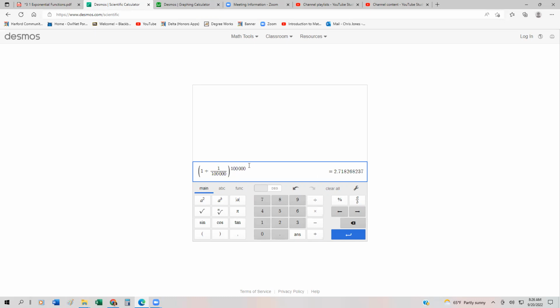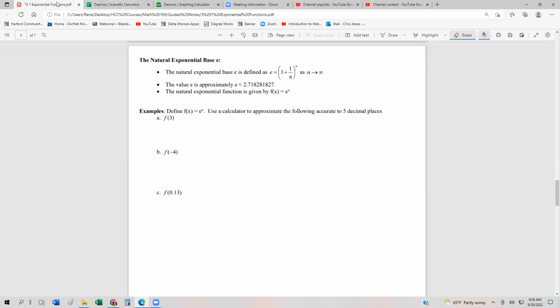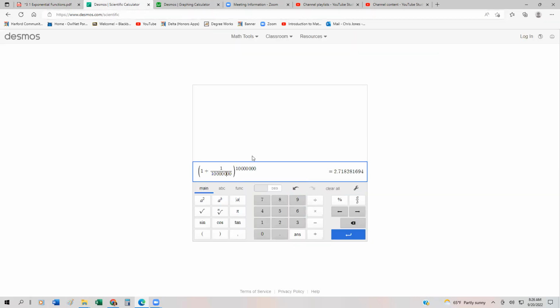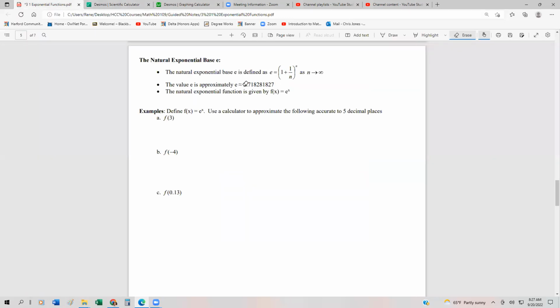2.71826. Let's add just a couple more zeros. 2.71828, and so we can see 2.71828 and then 1827. If we really wanted to get there, we could add like 4 more zeros. We keep getting closer and closer to that number. I'm just going to keep adding zeros. Not sure what happened. Maybe I added too many zeros at some point, but you get the picture. So that's the natural exponential base, and that's where this number comes from.